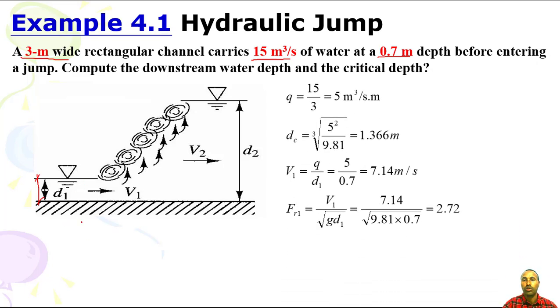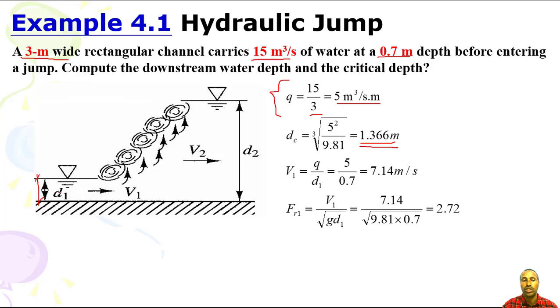Let us see. The first step is discharge intensity. You can compute it since it is a rectangular channel. So you have capital Q over B, which is the discharge intensity. Then the critical depth for a rectangular channel is given by q square over g, the whole to the power 1/3, which is 1.366 meter. This is the critical depth.